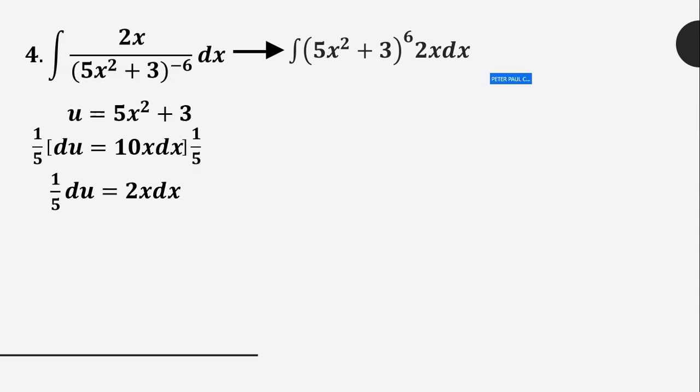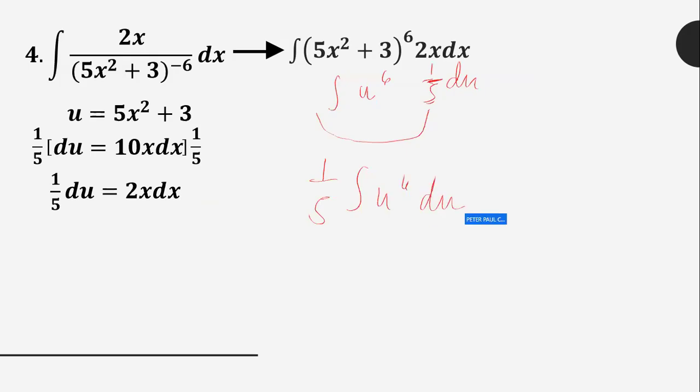So this becomes your 1/5 du. And this will be your integral of u to the 6th power. But what are we going to do with the integrating factor? It will be written first. Then we'll have u raised to the 6 du. So that is how it works, okay?